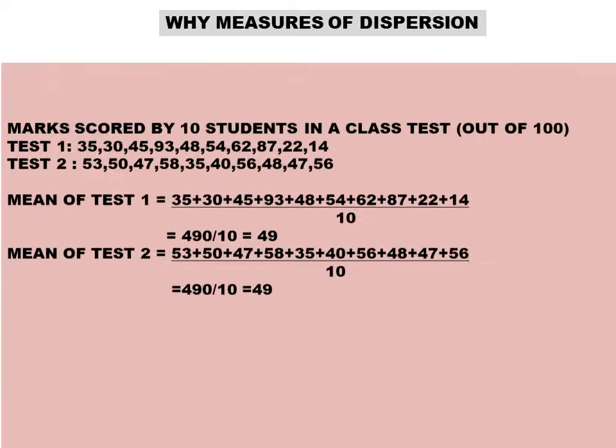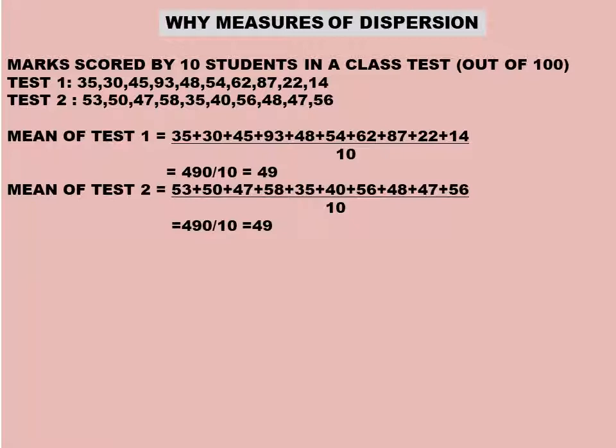Now next is why measures of dispersion. The question arises that we already have measures of central tendency, right? So statistics can be done through that, but why is there a need for measures of dispersion as well? The reason behind it is, I have taken an example: marks scored by 10 students in a class out of 100. There are 2 tests, test 1 and test 2. So I have been given marks of 10 students out of 100 in 2 exam tests.